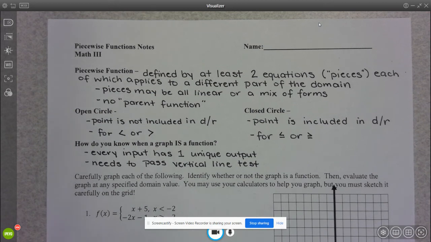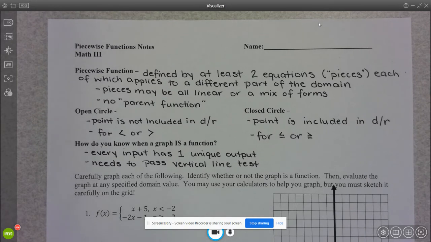All right, welcome to our first Math 3 lesson, and we're going to talk about piecewise functions. So when I talk about a piecewise function, I have at least two different equations that are being used to define this function. So I have multiple pieces that are put together to create this one function. And each of those equations or pieces of the function are going to apply to a different part of the domain or different x values.